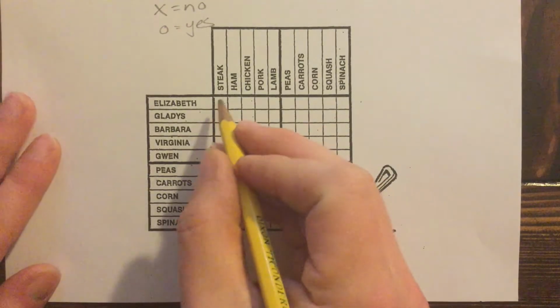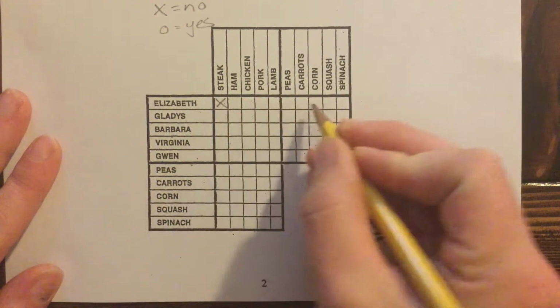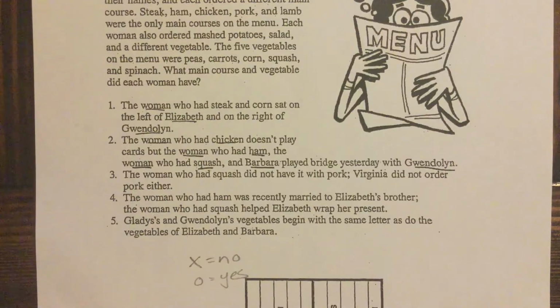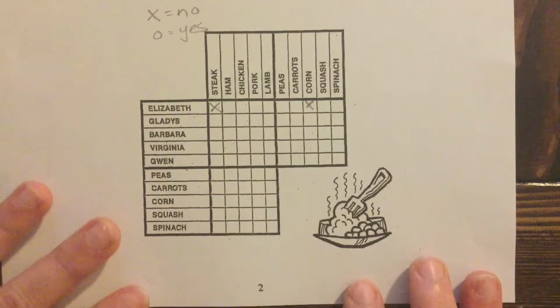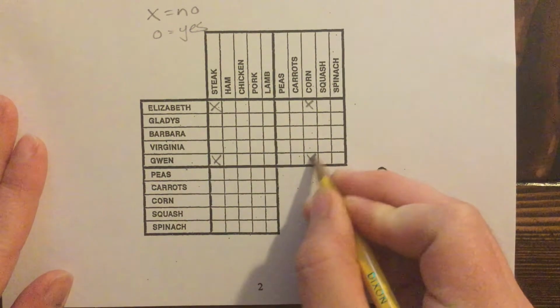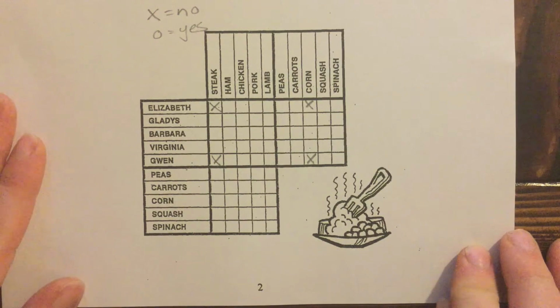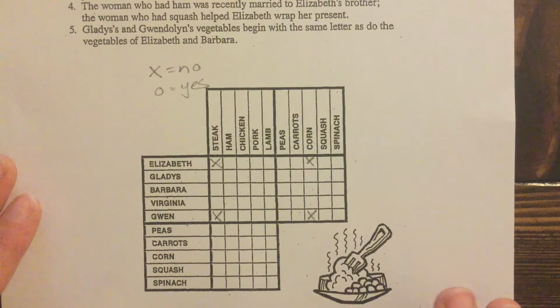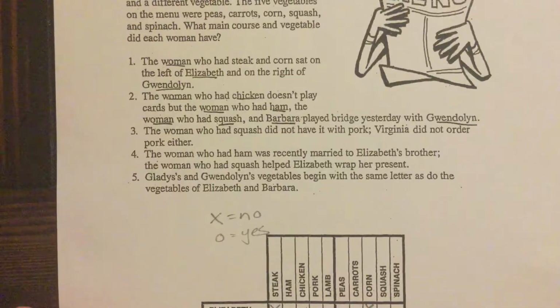So we can go on down here, find Elizabeth and cross her off for steak and for corn. And then we can go find Gwendolyn, and we can cross her off for steak and corn. Also, if we know somebody has corn or we know somebody has steak, then we know they'll also have the other. And if somebody is not having corn, then we can also cross them off for steak, so that's fun.